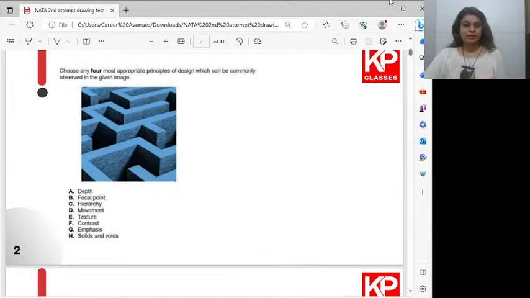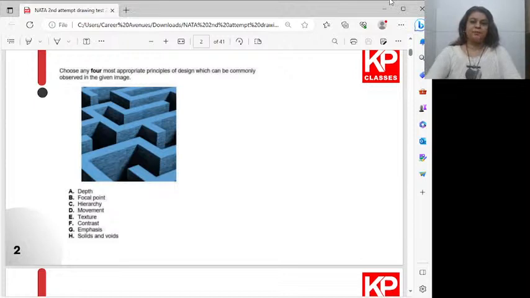So, what does that mean? That means that we have to take these examinations very, very seriously, and it is not just simple elements and principles of design that you are learning, but you have to go a little bit beyond the basics and learn these elements and principles in terms of architecture.